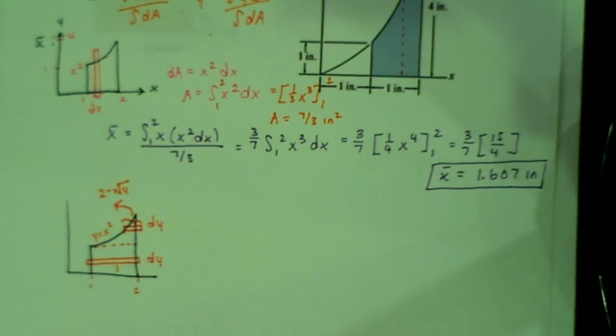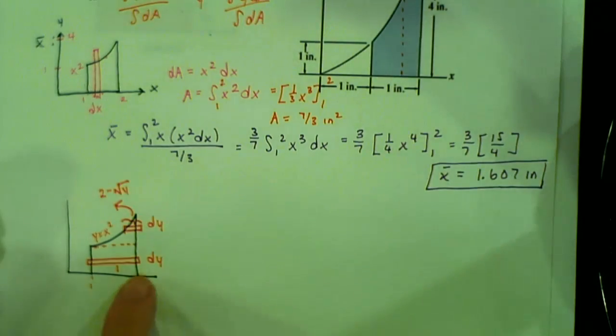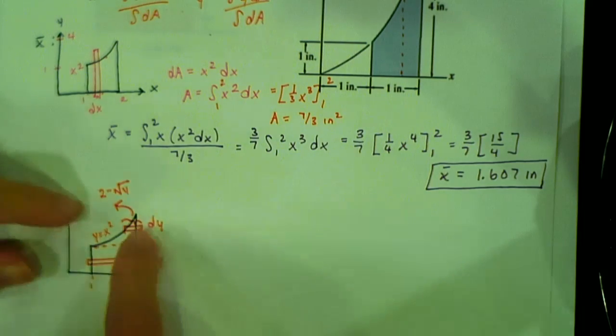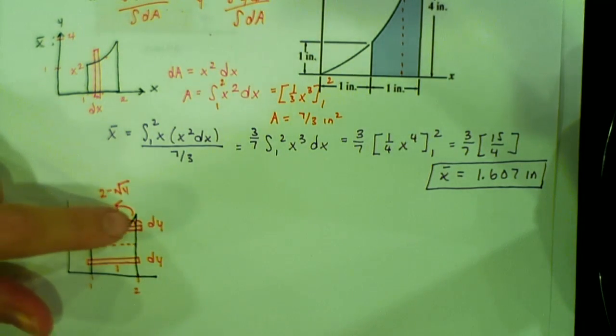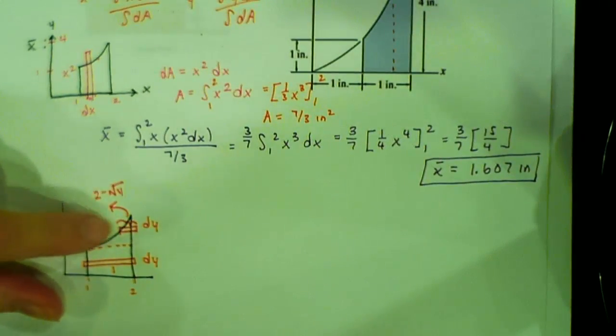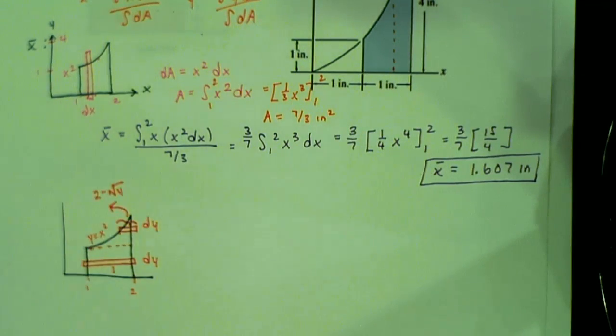Where did the 2 come from? We had to do right minus left. So if I look here, I did that point minus that, or that curve minus that curve. So it's 2 minus root y.